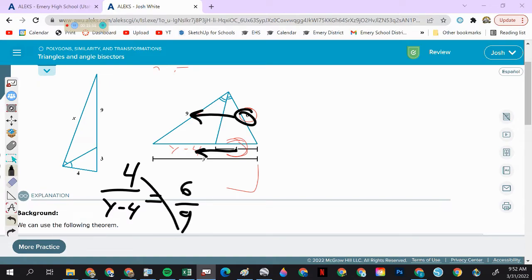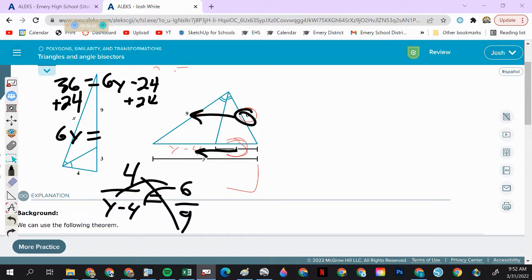Cross multiply. 36 equals 6y minus 24. And we add 24. And we get 6y equals 12 divided by 6, and y equals 2.